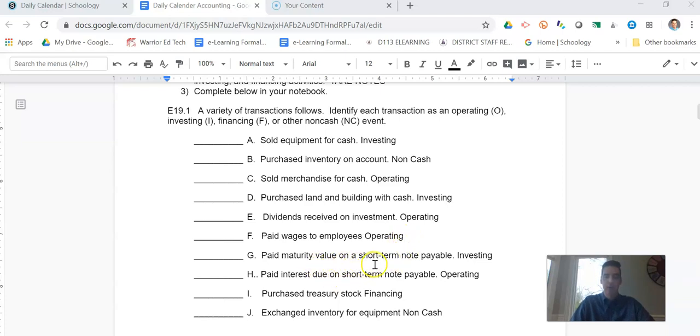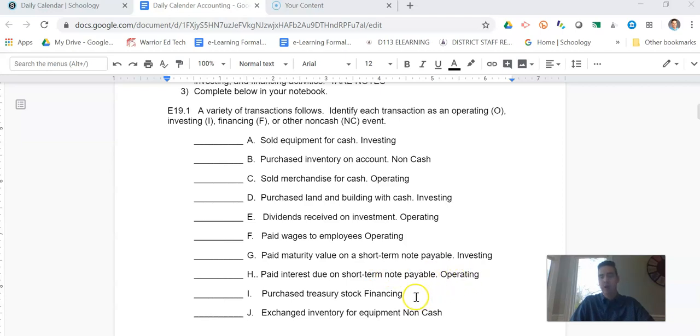Paid maturity value on a short-term note payable. So not the interest, but when we pay the principal back, that is a financing activity. Paid interest due on a short-term note. So this time we're paying the interest. So remember, the interest, dividends, taxes, that's all operating.